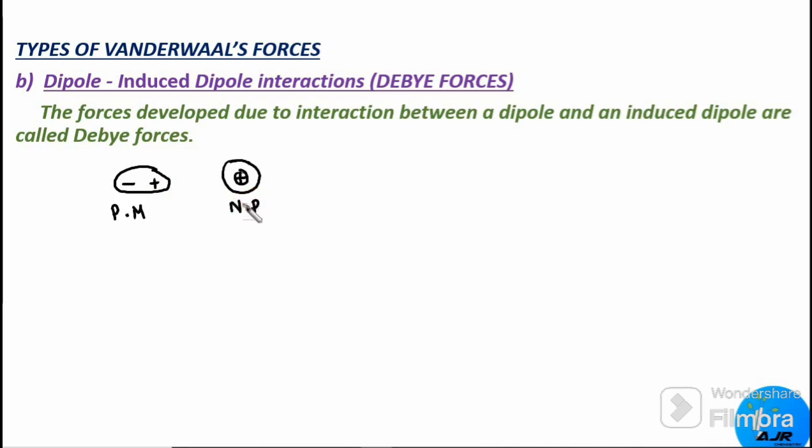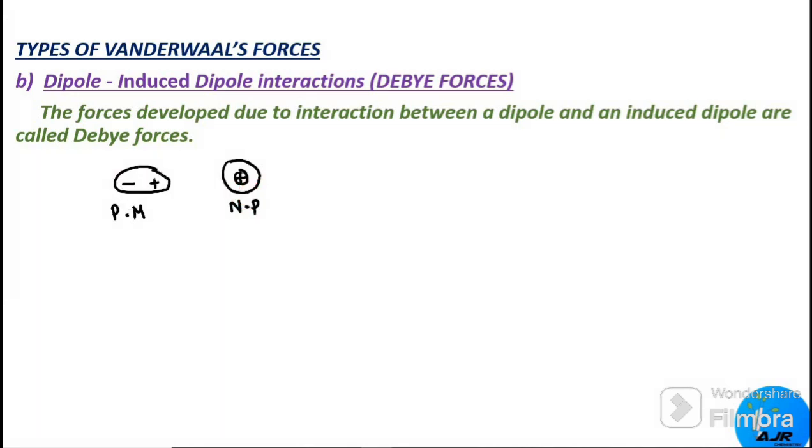So how does it happen? When this polar molecule approaches the non-polar molecule, the positive end of the polar molecule attracts the mobile electron cloud. The electrons will be moving around this. In a non-polar molecule, the electrons will be moving like this. So the positive end of the polar molecule attracts the mobile electrons of the non-polar molecule, distorts it and changes it into an induced dipole.